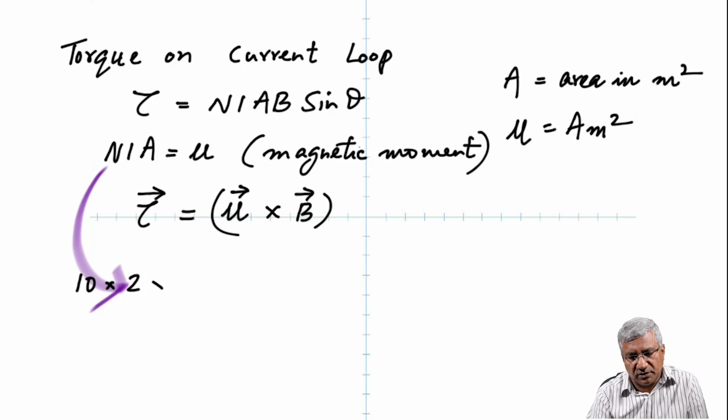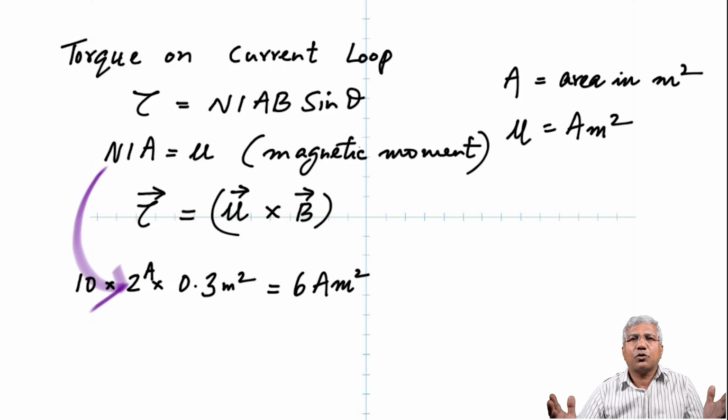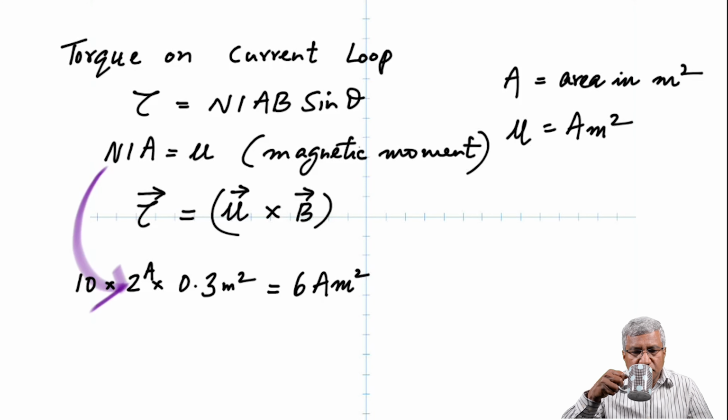So here is a simple problem. Number of turns is 10. If the current flowing is 2 ampere and the area is 0.3 meter squared, well then the magnetic moment is 6 ampere meter squared. That's quite high because the area 0.3 is actually a big area. That is the torque on a current loop. All right, so that's topic number 2. On to number 3.